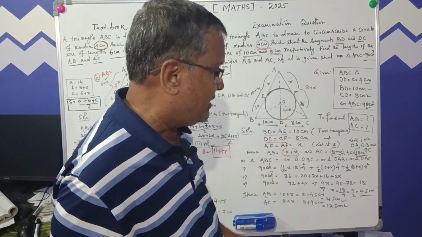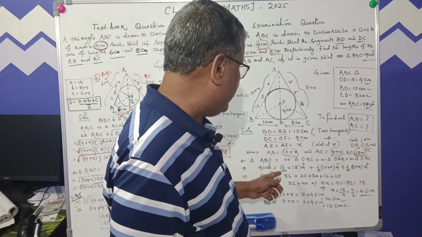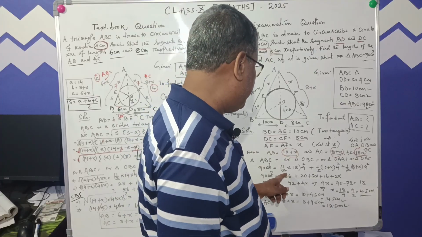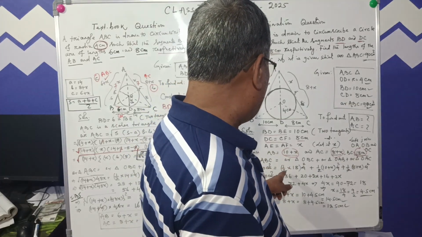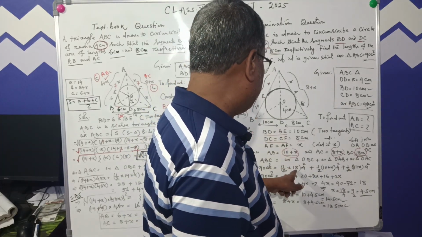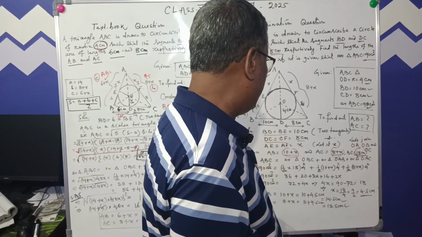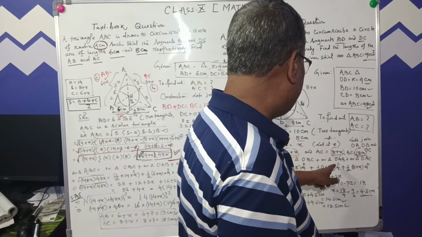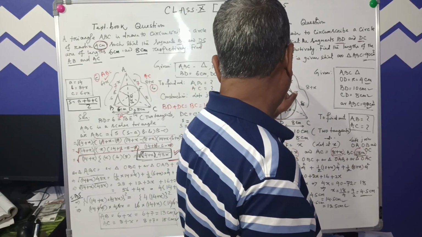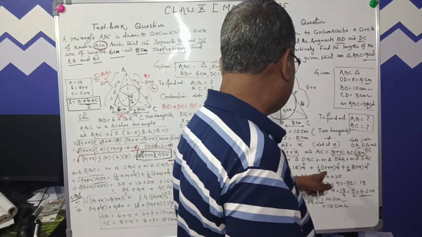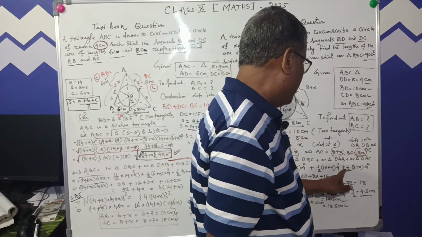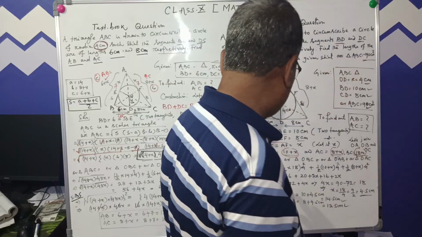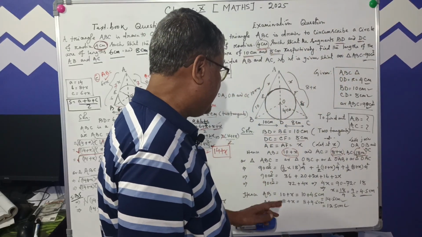Let's put it: 90 square centimeter is equal to the sum of the areas. The area of the first, OBC, is half times BC, that is 18, into 4, plus half times 10 plus x into 4, which is triangle OAB, plus half times 8 plus x into 4. Now you see this is the same.